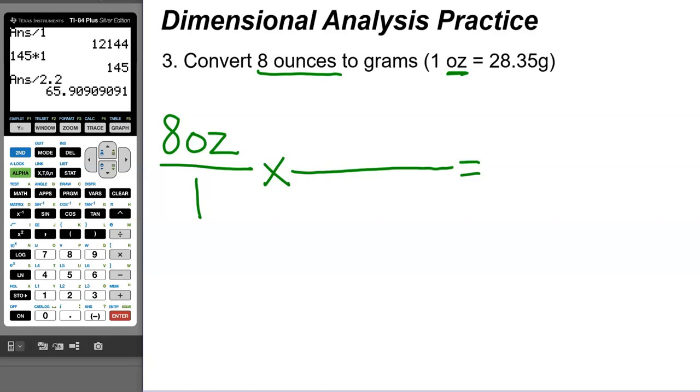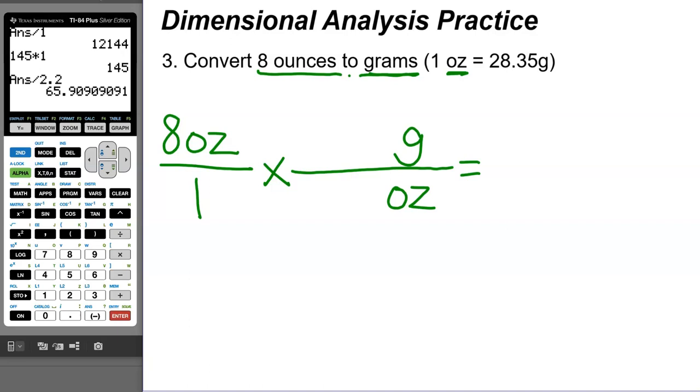Now the unit we want to cancel is ounces, so we're going to put that in the denominator of our conversion factor. And then up in the numerator we want to put our new, desired unit. So we're trying to convert to grams here. So that's what we'll put up in the numerator, grams, or we can abbreviate it just G. Next, we fill in our numbers.